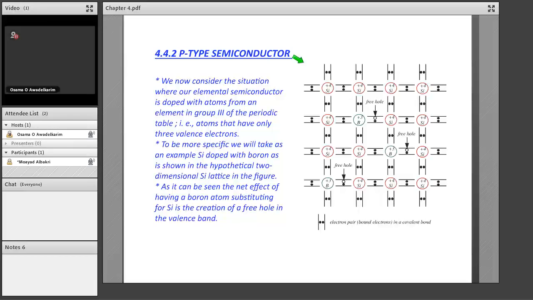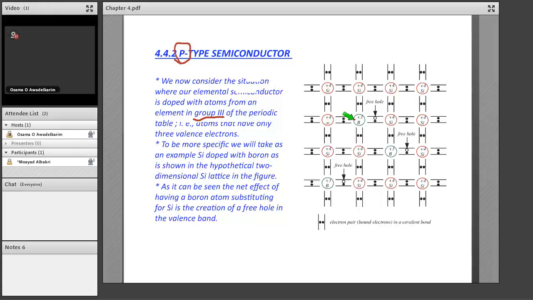Instead of adding impurities from group 5, we now add impurities from group 3. So we go around group 4. Remember, the elemental semiconductors are in group 4. Now, to make it N-type, we added atoms from group 5. Now, to make it P-type, P for positive charge, so for holes being the most free carriers, we add atoms from group 3, like boron. So boron is group 3.